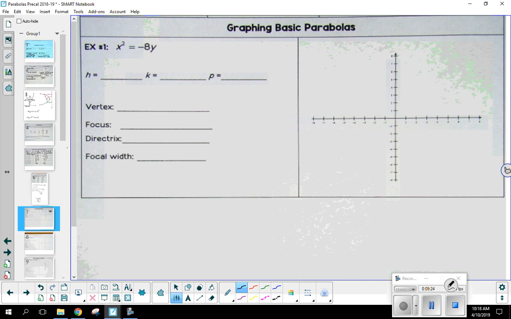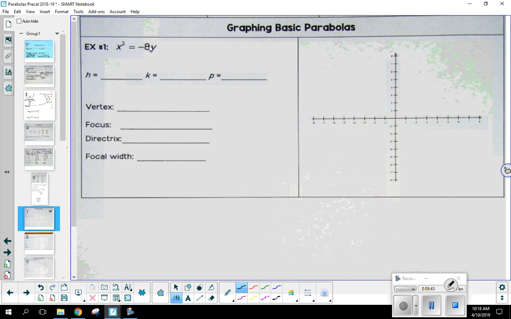Okay, well, we are going to talk about completing the square today, so let's see how much you remember. But before we get there, here's my first example. X squared equals negative 8y. Okay, first off, is it written correctly? Coefficient is in the correct spot. It's got to be in front of the non-squared term.